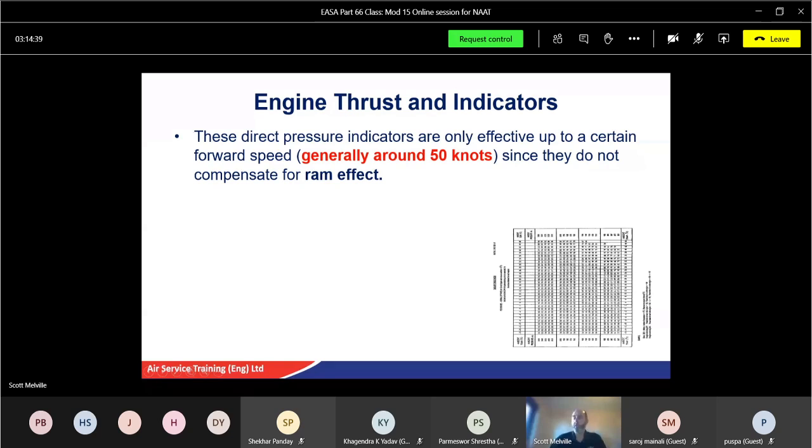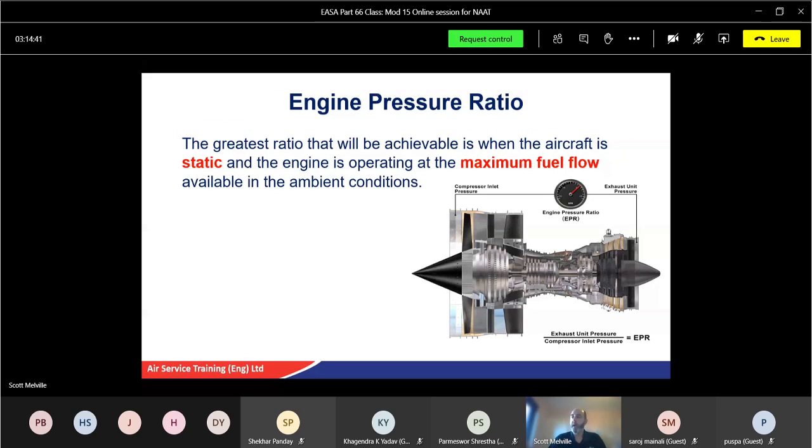Apologies there. Right, so yeah, up to about 50 knots. Engine pressure ratio, which is obviously exhaust over intake. The greatest ratio achievable is when the aircraft is static. The reason is that on the ground you have the highest density of air available. The higher you go in altitude, the more pressure decreases, so you have to go faster to get ram effective air into the intake to make up for that pressure. So the greatest ratio will only be available when the aircraft is static and the engine is operating at maximum fuel flow available for the ambient conditions, depending on the temperature of the day. Good one to note.